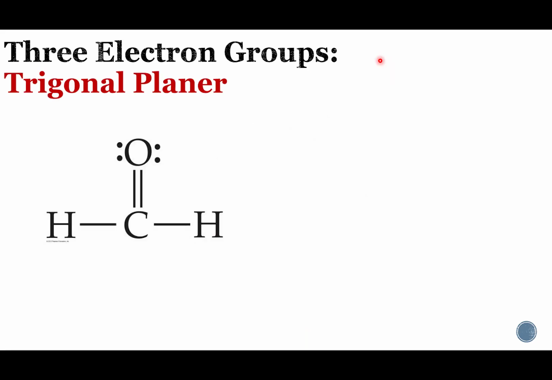The next one is one that we saw in our first slide. Carbon is our central atom. If we look at how many things are attached to carbon, we've got 1, 2, 3 bonding groups. With those 3 bonding groups, again, we want to put the largest angle between those 3.